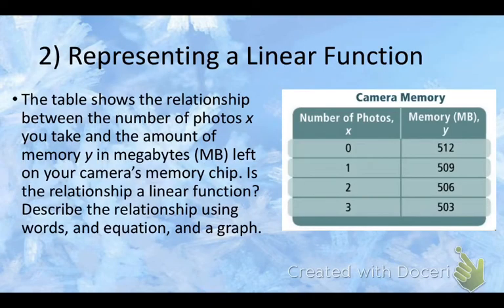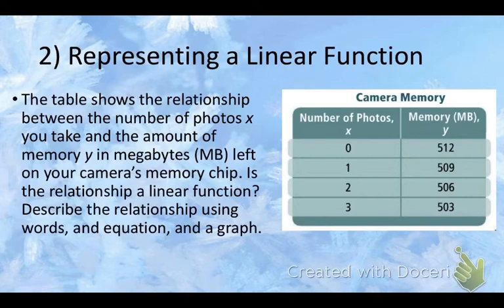So when we are looking at representing that linear function here, the table shows the relationship between the number of photos, x, you take, and the amount of memory, or y, in megabytes left on your camera's memory chip. Is the relationship a linear function? So I am trying to identify, is this linear? Describe using words, an equation, and a graph.